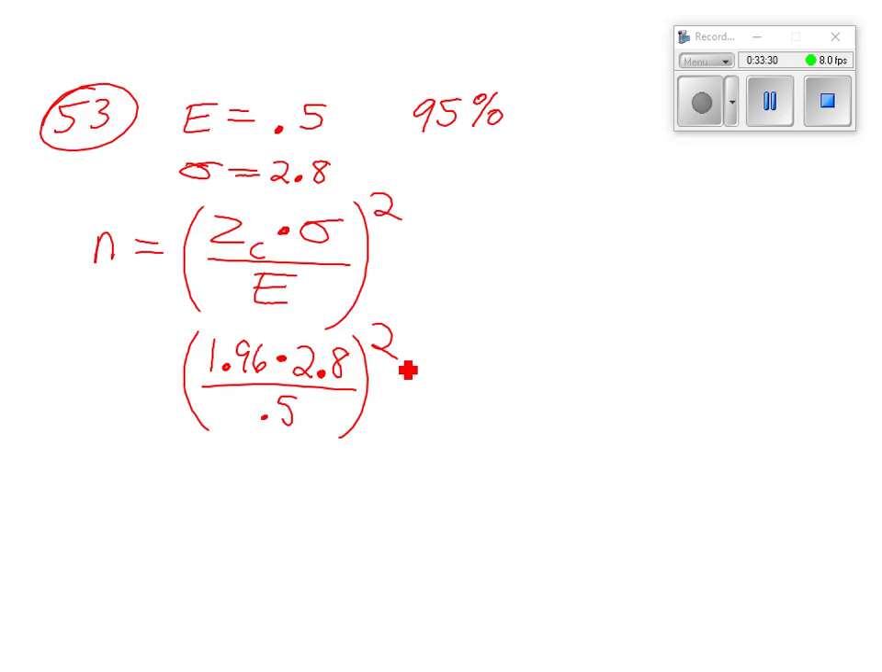Punch all that into your calculator. If you do it some different way and get the same answer, that's great, but I always want to make sure I'm telling my calculator right. So I punch in 1.96 times 2.8, hit enter, then divide by whatever that bottom number is, hit enter again, then hit squared.